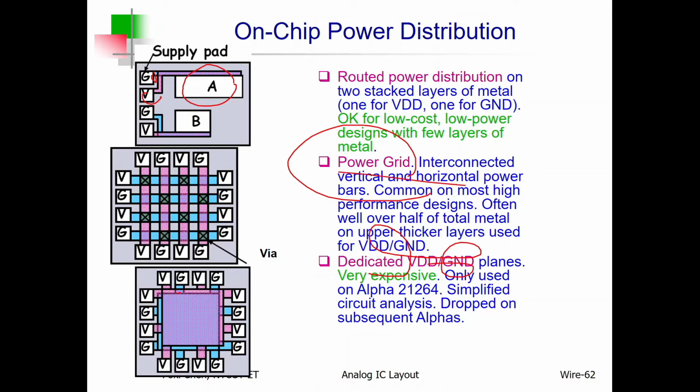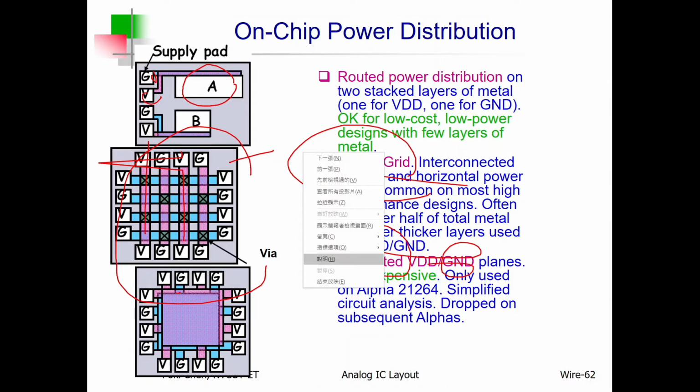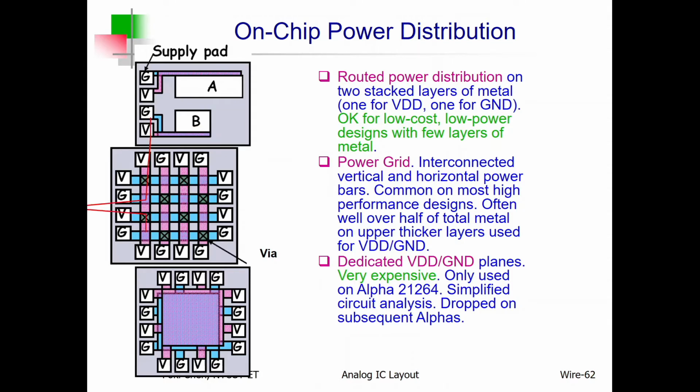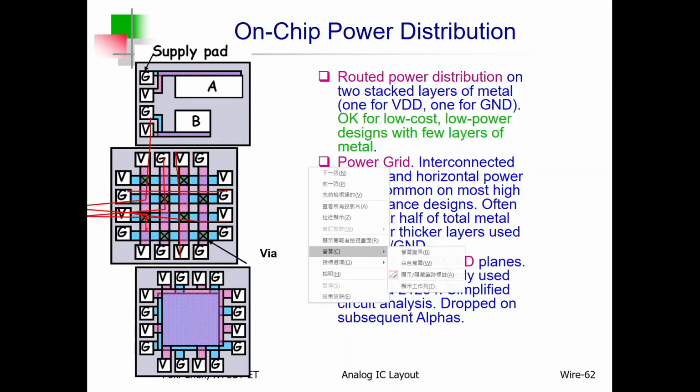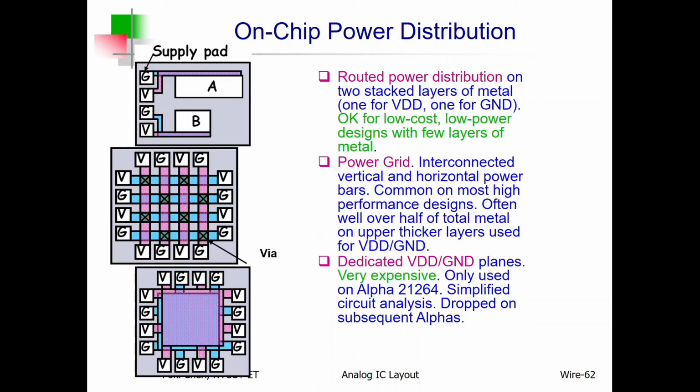What is a power grid? Just look at this. You have a lot of connections, a lot of lines for VDD, right? And a lot of other lines for ground. It means for each block, for example here, you have two connections to the blue VDD lines and two connections to the purple ground lines. Good enough for usual applications.